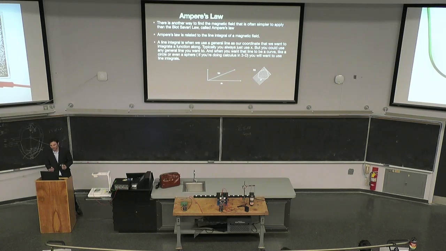All right, so I'm going to go over Ampere's law now. There's often a better way than the Biot-Savart law to find the magnetic field, and it's called Ampere's law. It's related to the line integral of a magnetic field. A line integral is when we have a general line as our coordinate that we want to integrate a function along. Typically in calculus, we're always integrating with respect to the x-axis, but you could use any general line that you want to. And when you want the line to be a curve, like a circle, you'll want to use line integrals.